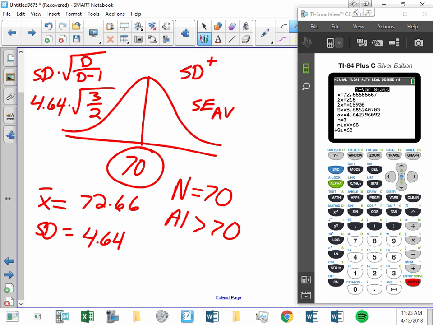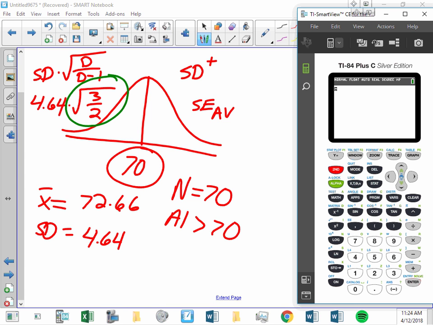Now, what is the purpose of this? It's going to make my SD bigger. I don't have very many draws, so do I think that my SD is very accurate? No, I don't. So what I need to do is inflate my SD to cover chance variation. So I inflate it according to the number of draws. What if I had a lot of draws, like 1,000,000? What is 1,000,000 divided by 1,000,000 minus 1? It's really close to 1, right?